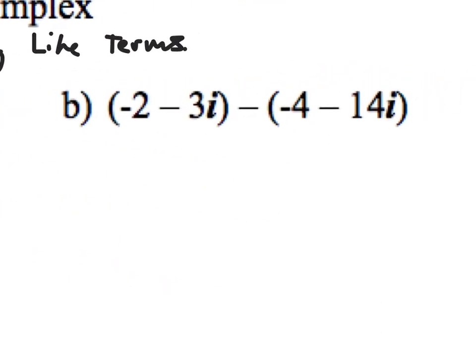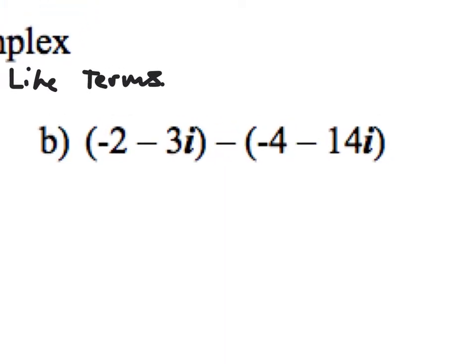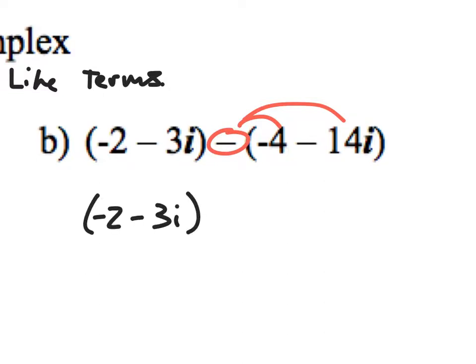Let's take a look at part B. Now, in part B, we're subtracting. What we're doing is subtracting this negative here, so we have to first distribute the negative. I'm going to take this negative and distribute it on the inside and make all these other parts over here positive. So I'm going to rewrite my problem as negative 2 minus 3i, and then subtracting negative 4 is really going to be a plus 4, and subtracting negative 14 is really plus 14i.